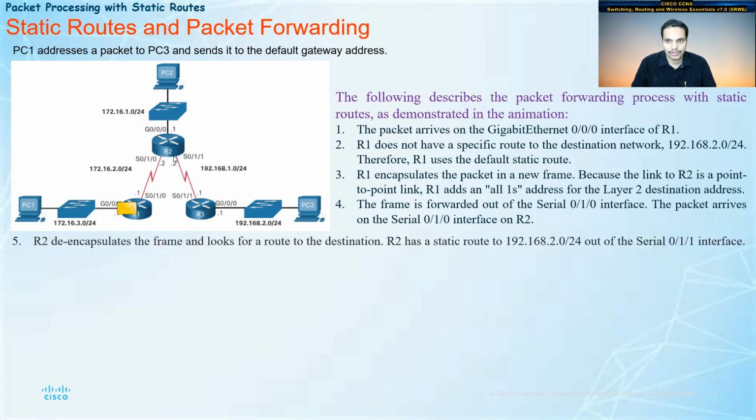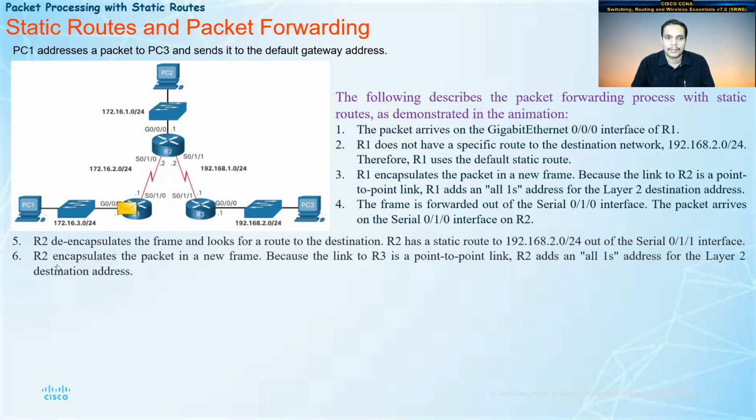Once the packet is received by R2, it will decapsulate the frame and look for a route to the destination. Assume that in R2's table, it has a static route to this particular LAN, because the packet is destined to the 192.168.2.0 network. It knows that it has a static route out of the serial S0/1/1 interface. So in the sixth step, it will encapsulate the packet in a new frame.